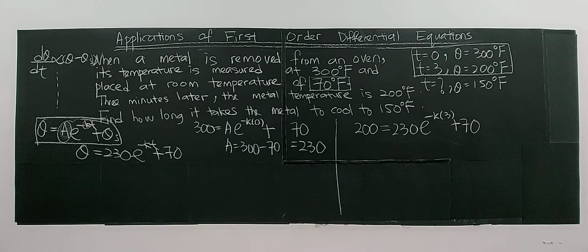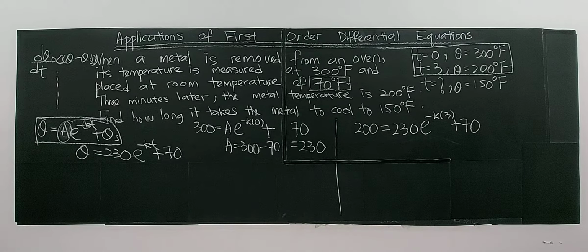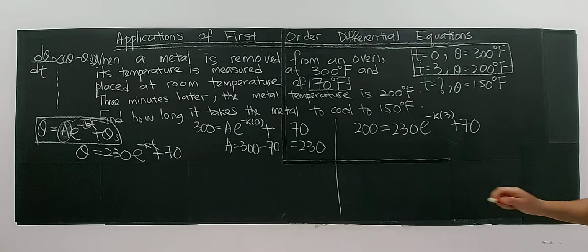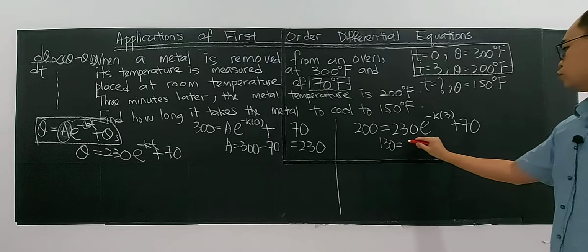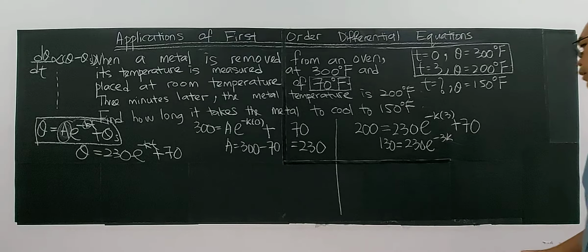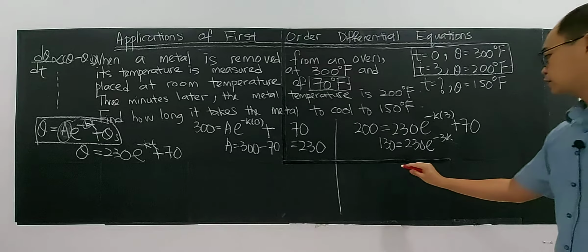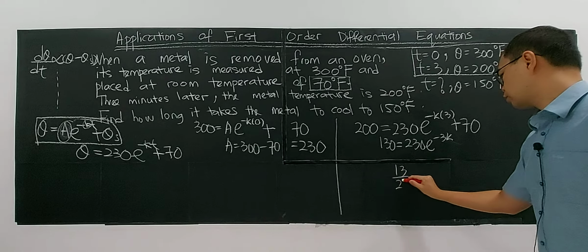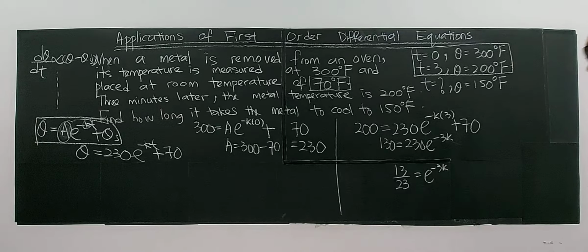Now our target is to find k. Solving this equation, 200 minus 70, we have 130. So 130 equals 230 exponent negative 3k. And simplifying this, we have 13 over 23 equals exponent negative 3k.